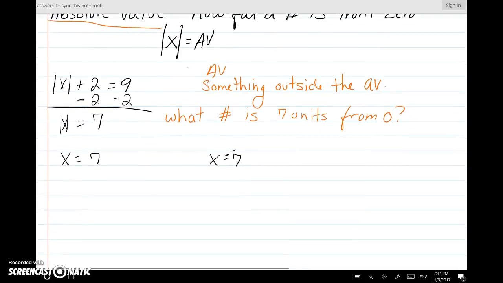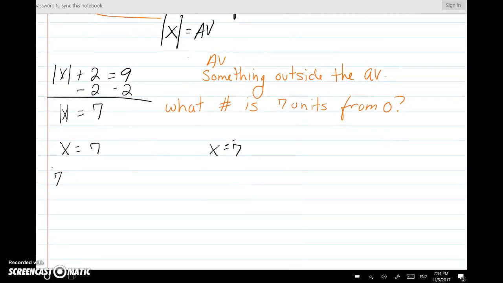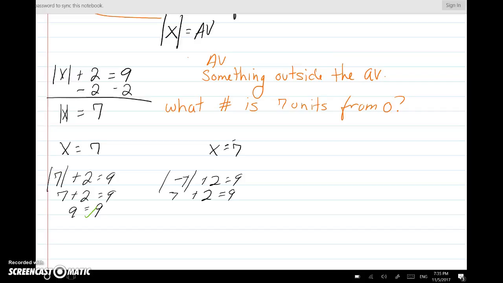Let's plug these in. The absolute value of 7 plus 2 equals 9. That's 7 plus 2 equals 9, and 9 equals 9, so let's give that one a check. And let's try the other one. The absolute value of -7 plus 2 equals 9. That's the absolute value of -5, which is 5, plus 2 equals 7... and we check that it works. Yay, they both worked. Very happy.